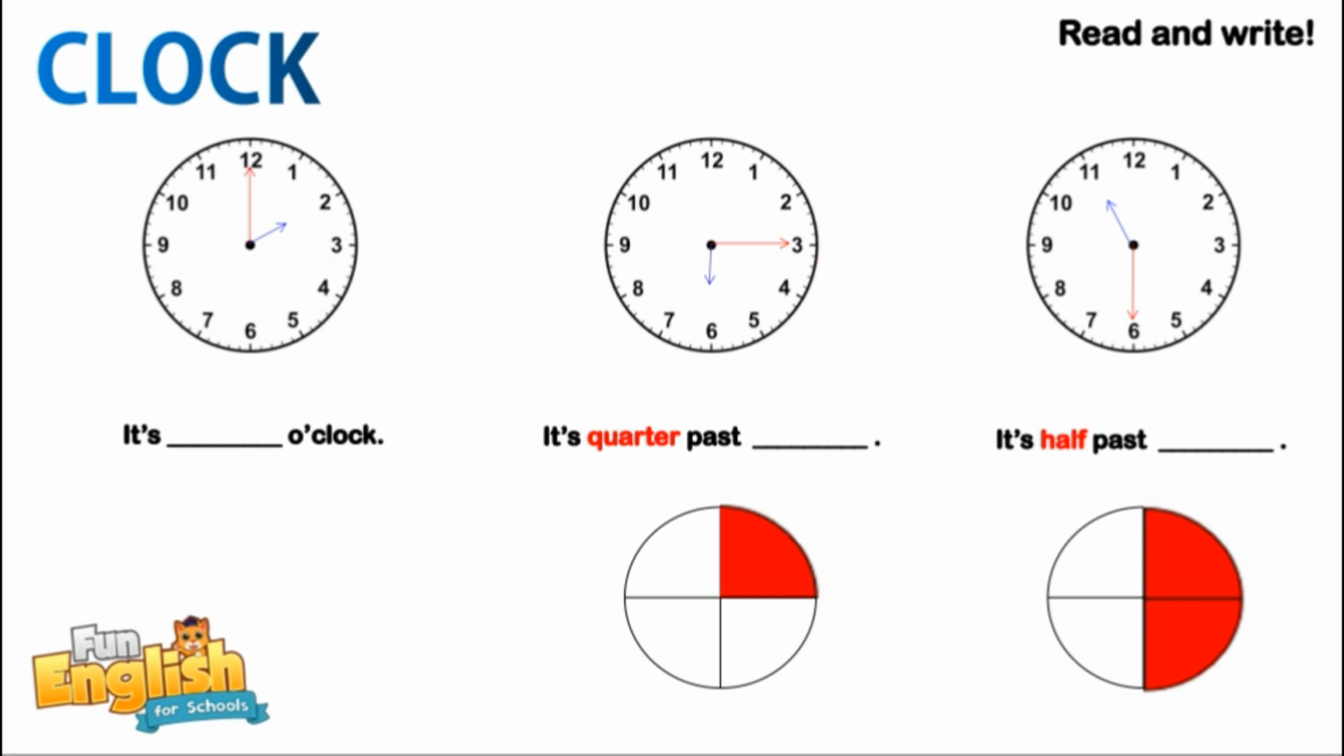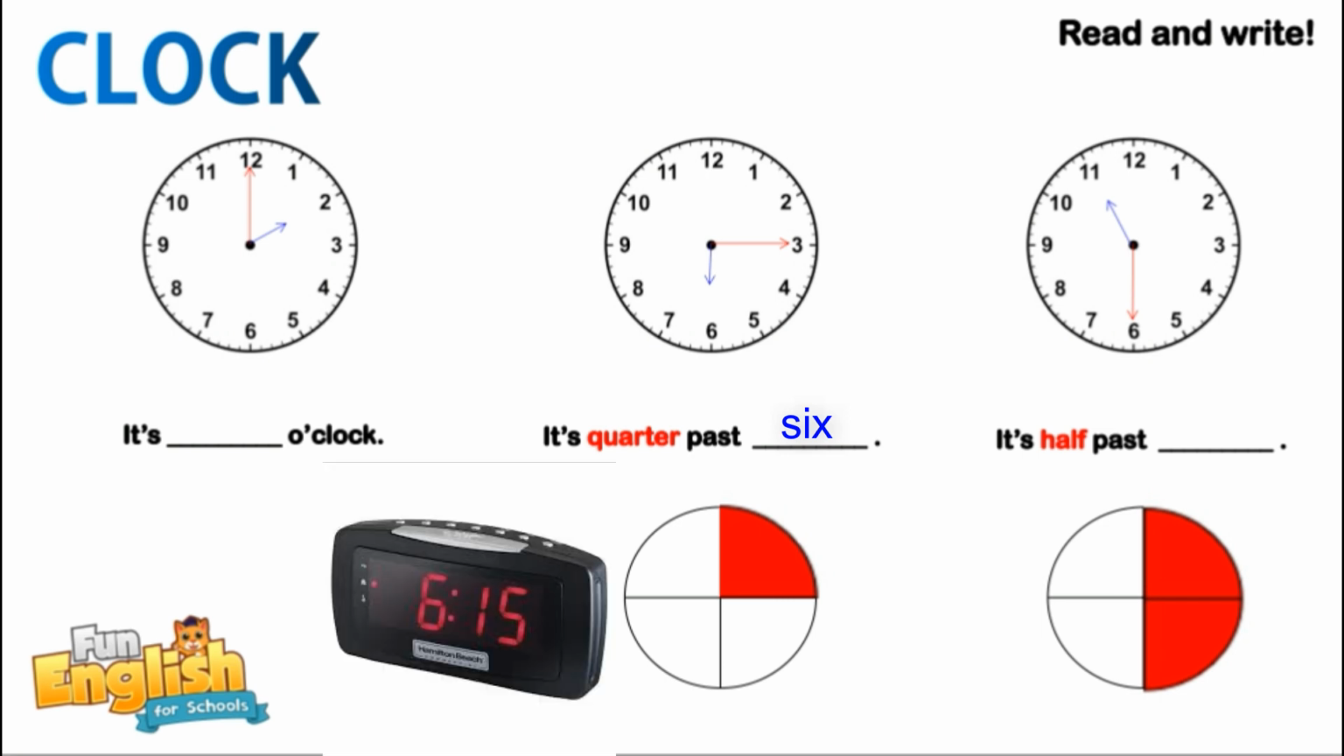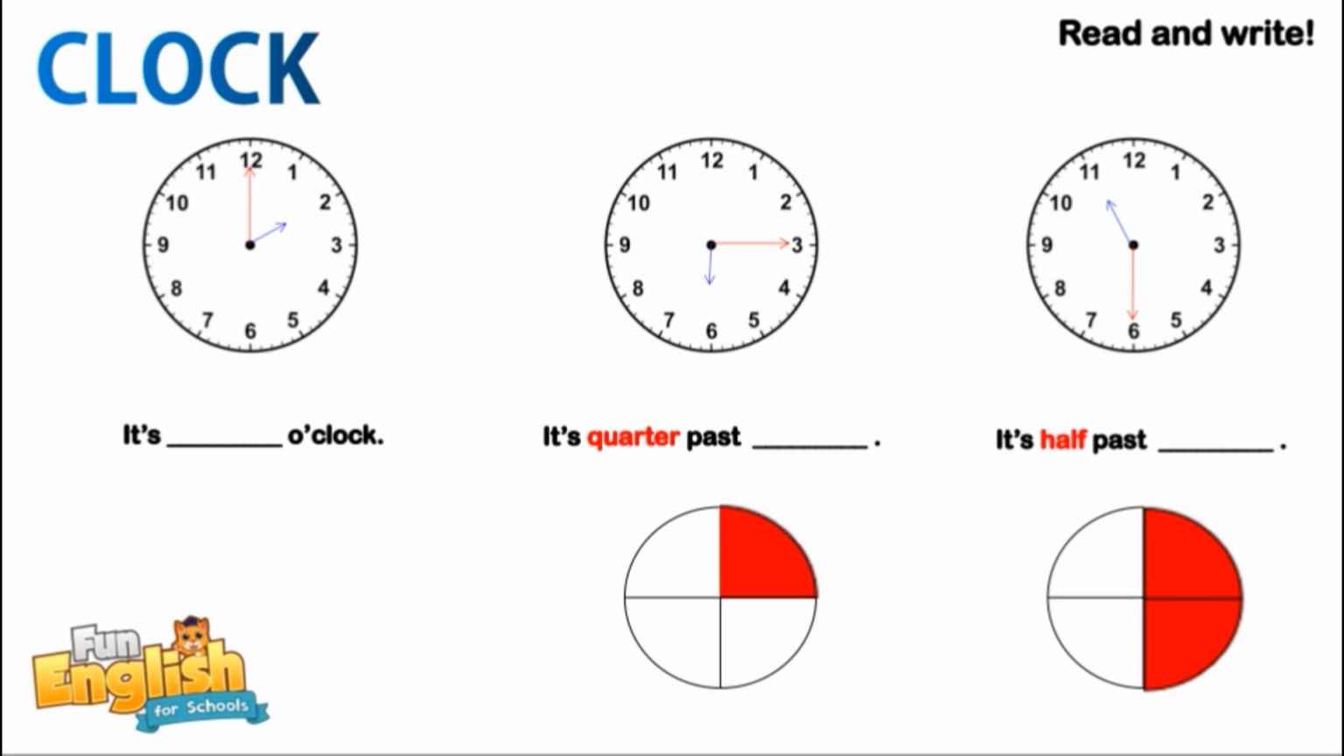So, let's try to read this clock. The short hand is at 6 and the long hand is at 3. So it's 6:15. If it was a digital clock, it will show 6:15.